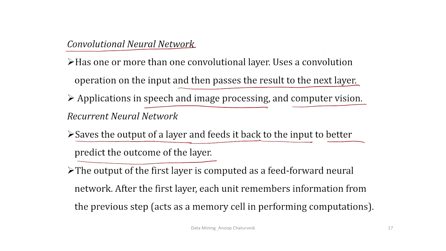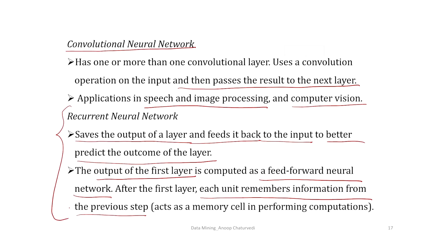Then in the recurrent neural network, we compute the output of the first layer just like a feed forward neural network. Because before the first layer, you have just the input layer. And then after the first layer, each unit remembers information from the previous step, or it acts as a memory cell in performing computations. Again, in one of the subsequent lectures, I will discuss this recurrent neural network, when to use the recurrent neural network, under what conditions, or its various applications in detail.